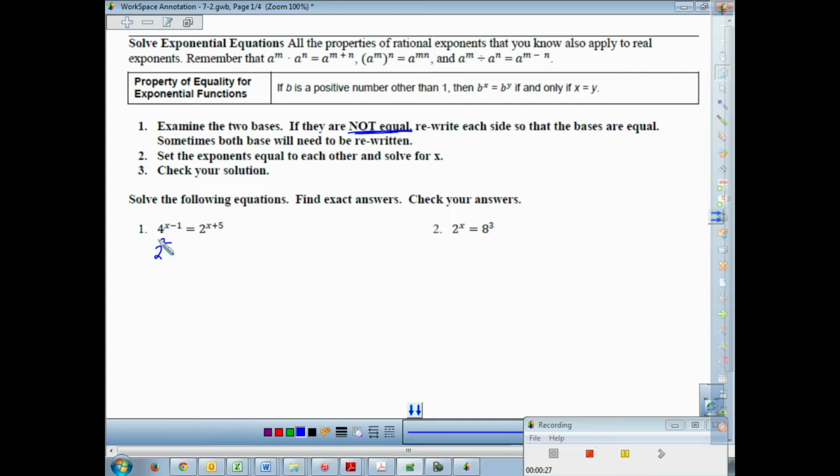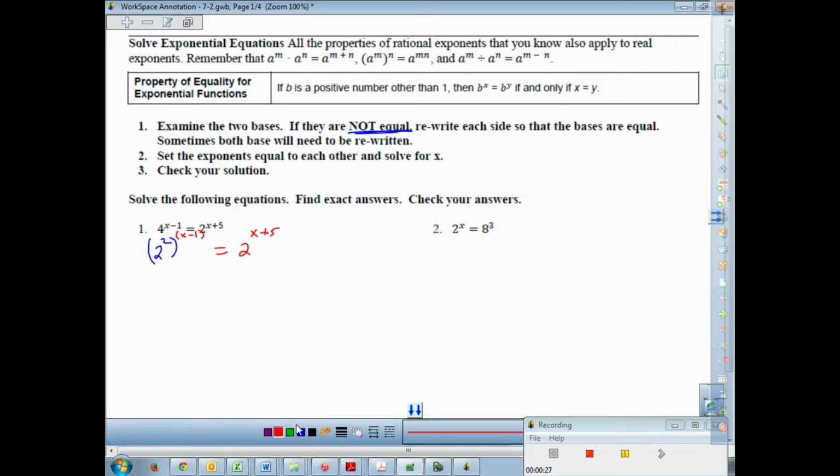So write it like this. We're going to say that's really 2 squared, and it's 2 the x minus 1 power. And I'm going to put that x minus 1 in parentheses. All I did was change this 4 to be a 2 squared. You cool with me on that? And that will equal 2 to the x plus 5. Still. Now do you see that they are both written as base 2?